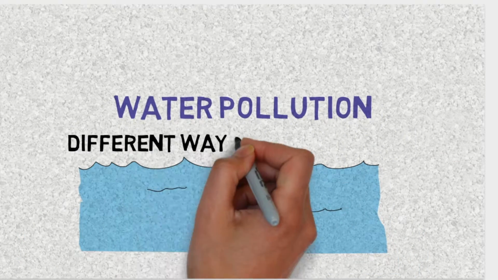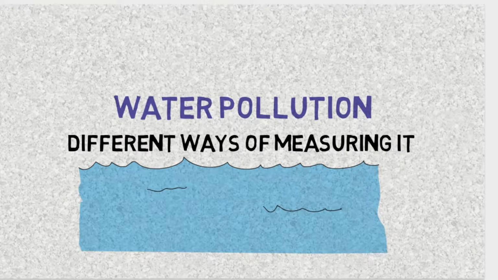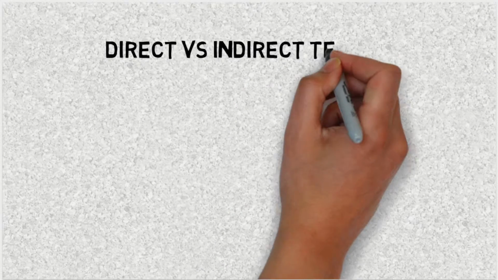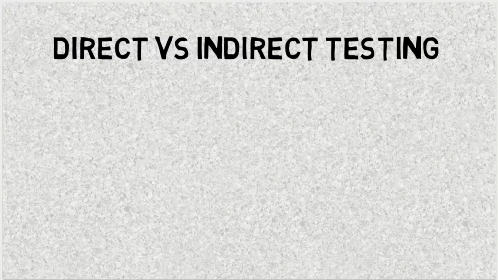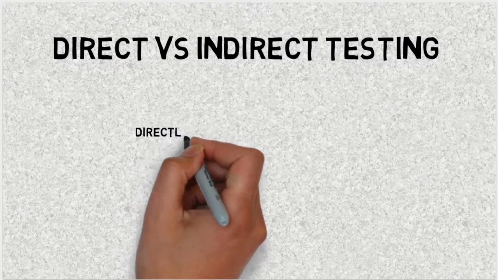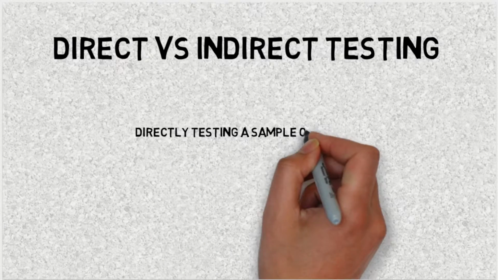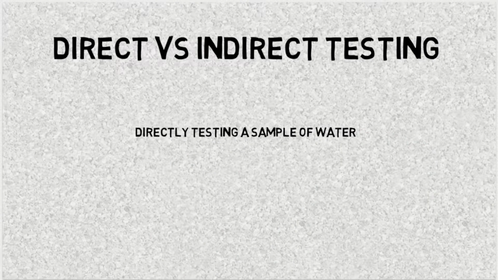Different ways of measuring water pollution. So in order to measure water pollution, we first have to distinguish between direct and indirect testing. Direct testing is when a test tests for the substance itself, and indirect testing is when a substance that is connected to the original substance is tested.